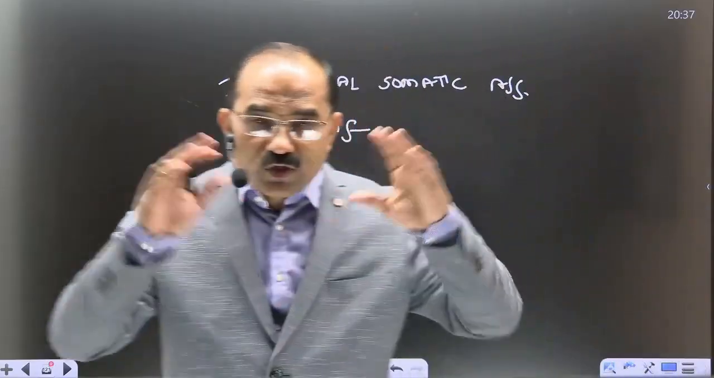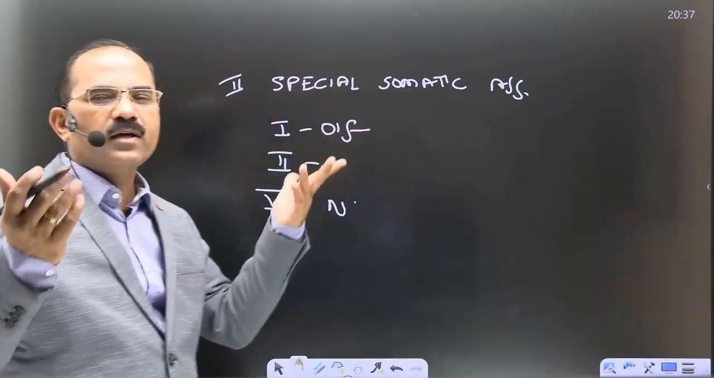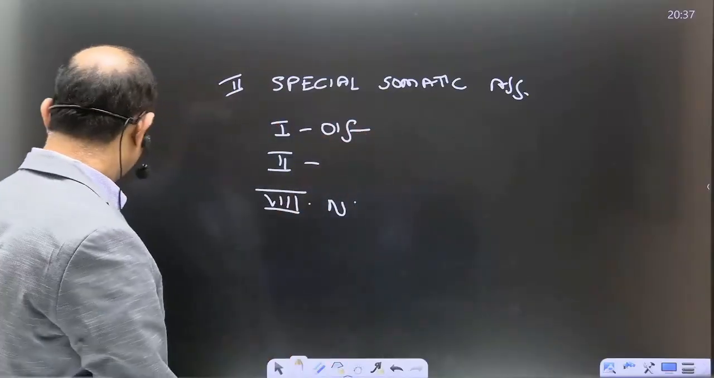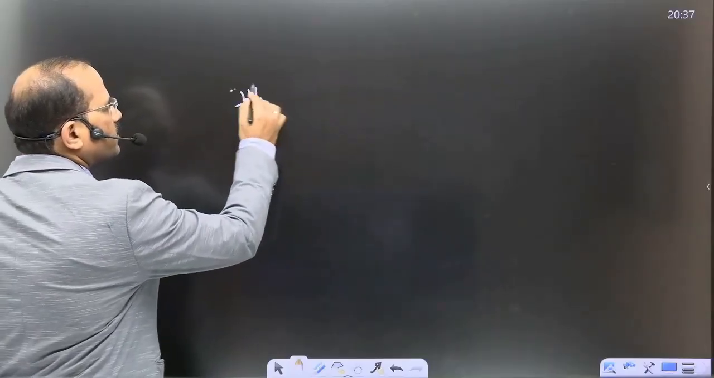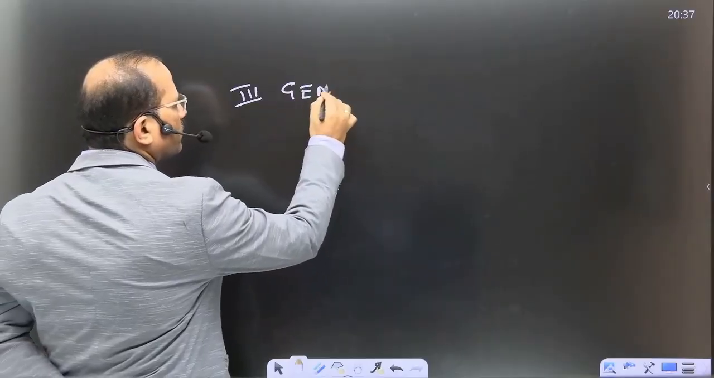So this is about somatic. Somatic is body wall. Now coming to the visceral. So coming to the third one, general visceral.